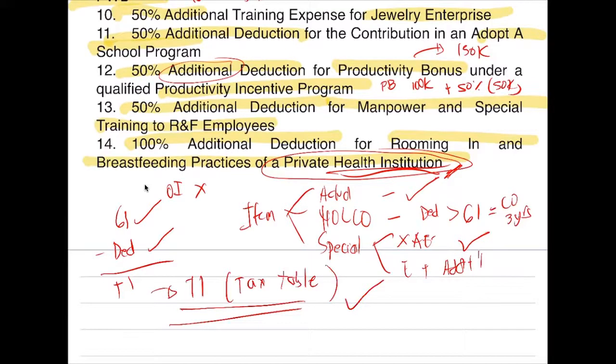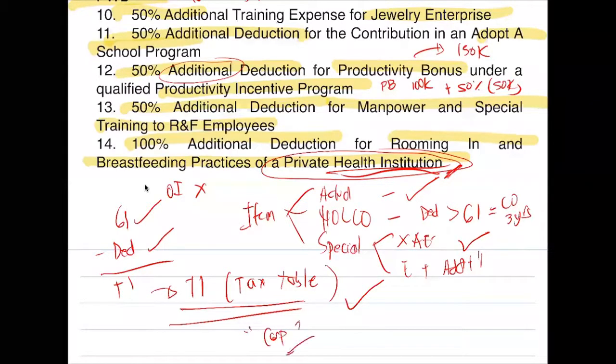So to wrap up our topic on your taxation, we have next meeting for your corporate taxation. This is our last topic already, corporate taxation. And after that, we're done with income taxation.